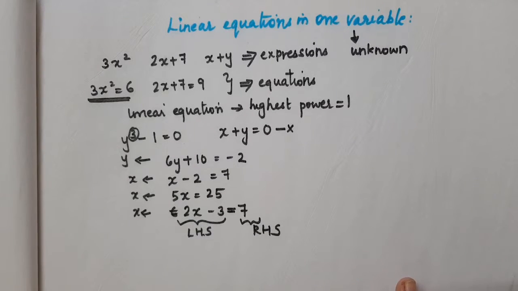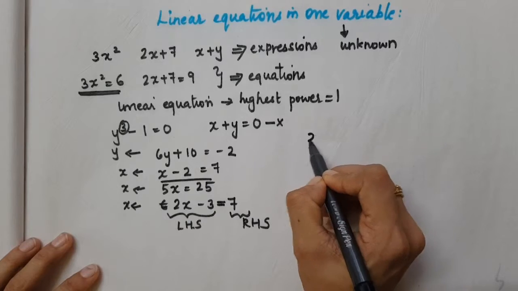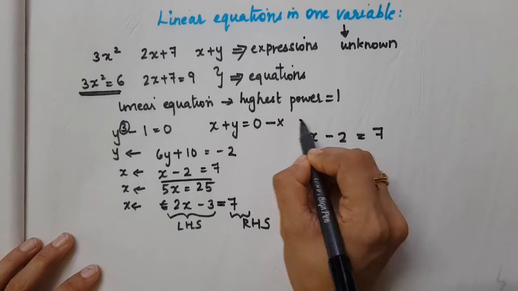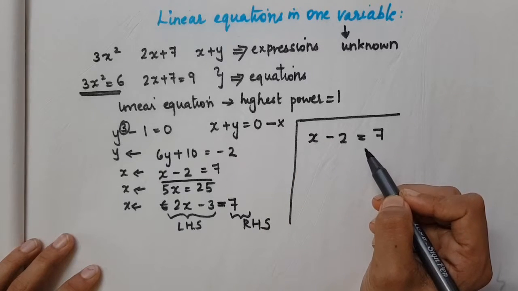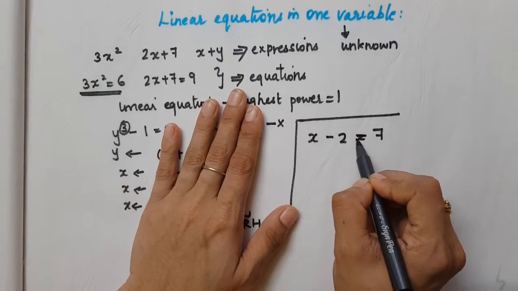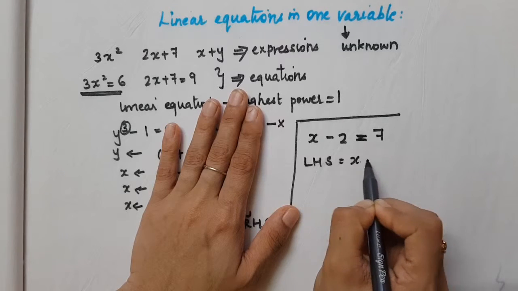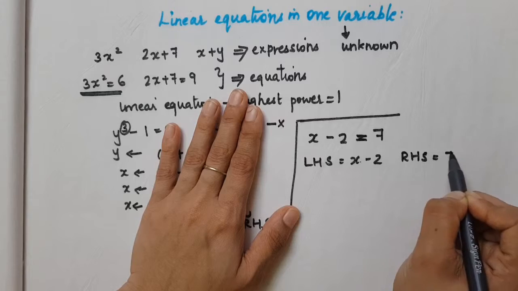Now let's see how to find the solution for linear equations in one variable. We'll take this example. x minus 2 is equal to 7. Okay. So we're solving x minus 2 is equal to 7. So what do we have in our LHS, that is the left hand side of the equation? We have x minus 2. LHS is equal to x minus 2 and RHS, that is right hand side, is equal to 7.